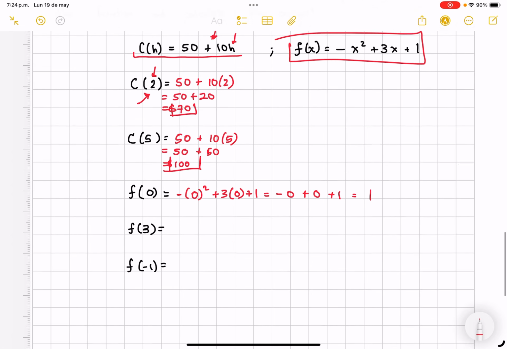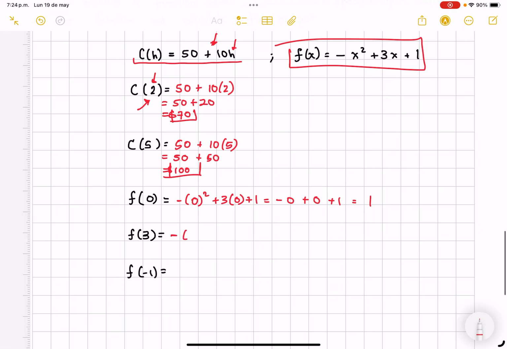All right, let's check the next one. Negative the value of x squared plus 3 times the value of x plus 1. The value of x in this case is a 3, so the order of operations tells us that we are going to use the power first, okay? 3 squared is 9, and then the multiplication, 9 times a negative, it's negative 9, okay? Plus 3 times 3 equals 9, and then plus 1. Negative 9 plus 9 is 0, 0 plus 1 is 1, okay?